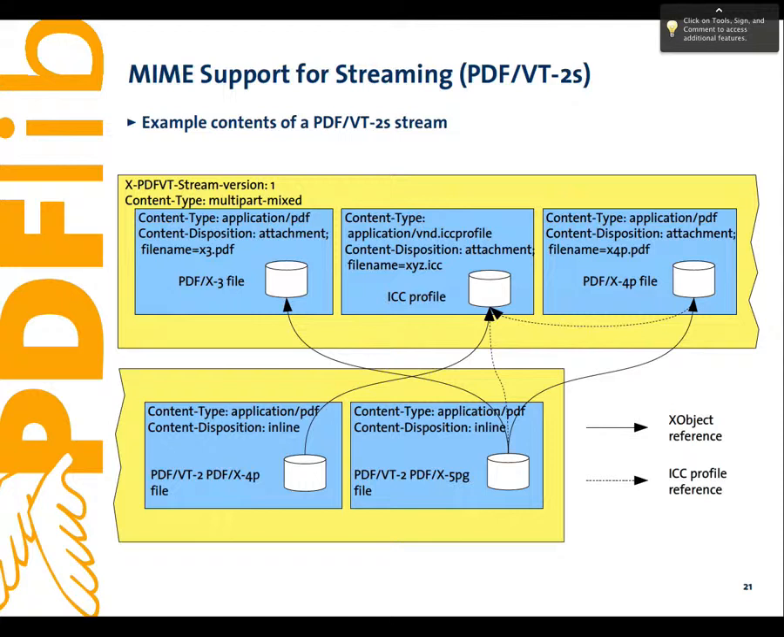And how can you decide which files are referenced and which files are actually printed? The difference is the content disposition attributes. The files that are actually printed have the attribute content disposition inline, while the other ones have attachment and the file name. So from there you know which ones are to be printed and which ones are referenced.